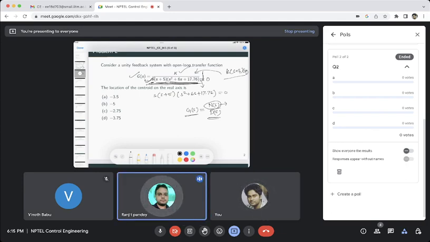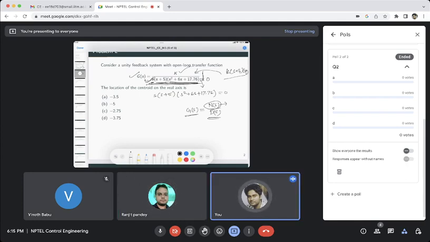Which construction rule did we apply here? I don't remember exactly the rule number, I don't know the sequence of rule numbers. This is the centroid, meaning you have to find the location from which the asymptotes will be drawn. It may be the third or fourth rule. I will explain the rule also.